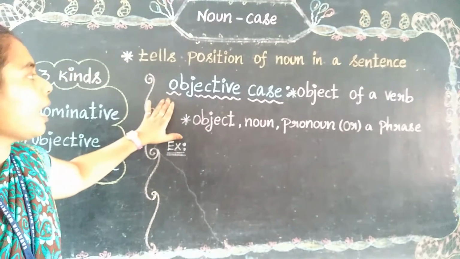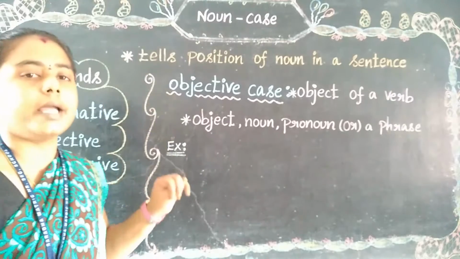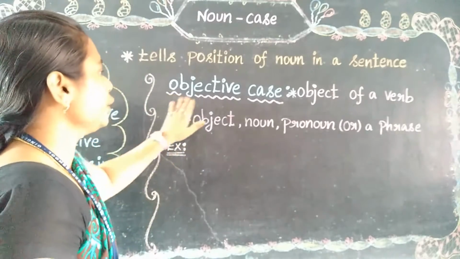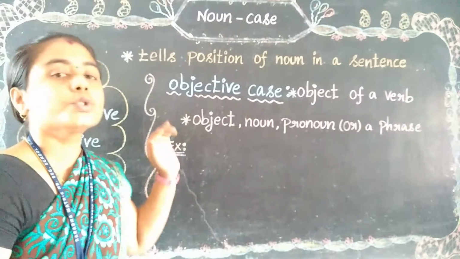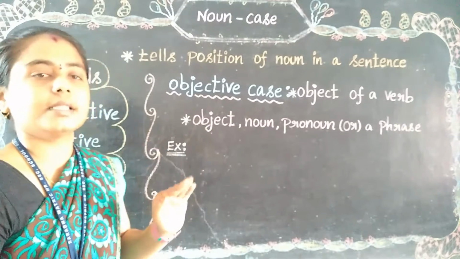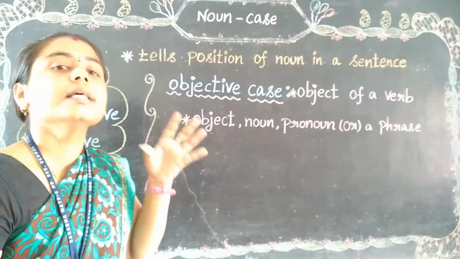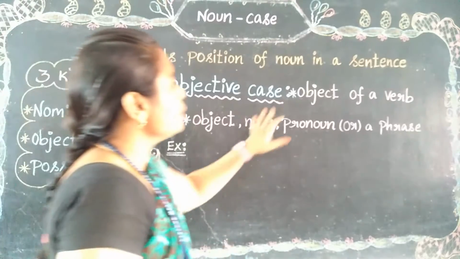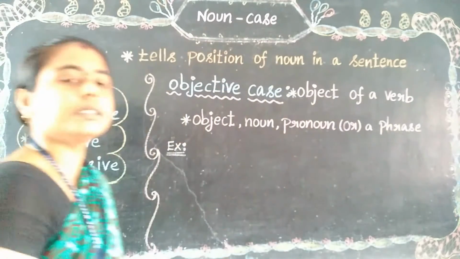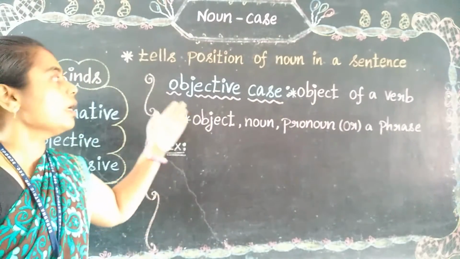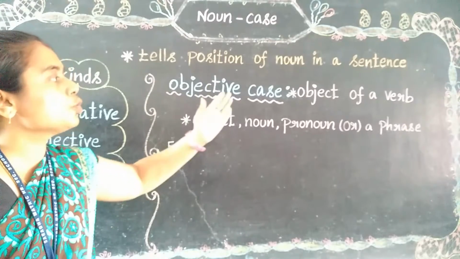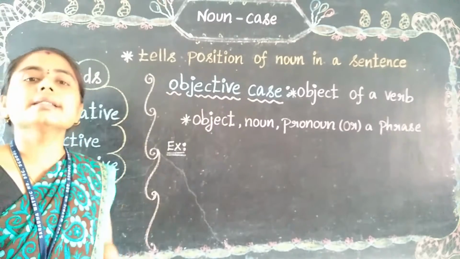So let's see the objective case, the second kind of noun case. See the word objective: the object in a sentence. The object of a verb in a sentence. So what does it refer to? Objective case refers to the object of a verb in a sentence.